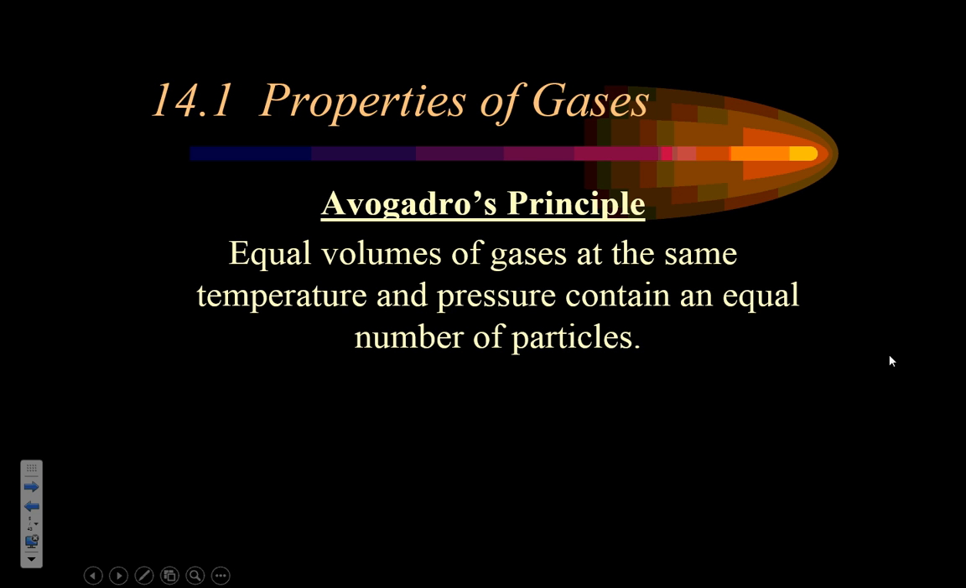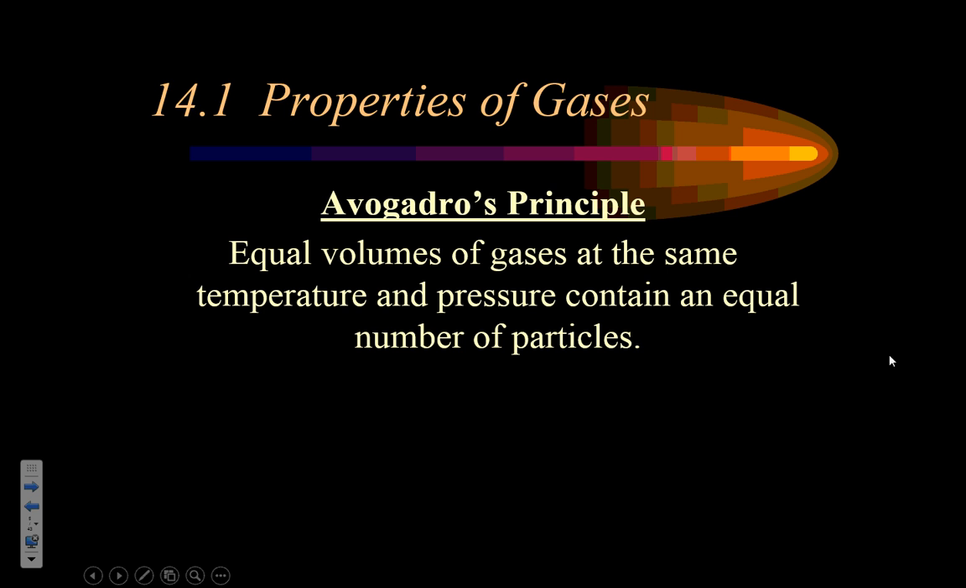And what Avogadro found was that equal volumes of gases at the same temperature and pressure contain equal numbers of particles. So this is a relationship that's looking at the volume, the temperature, and the pressure, and the number of particles, which we're typically going to deal with in the number of moles here. So this is a relationship dealing with those things.